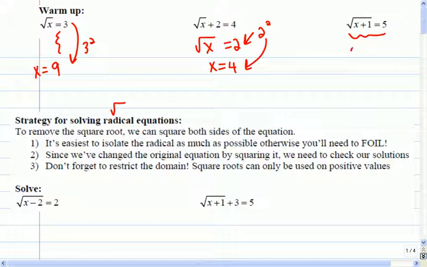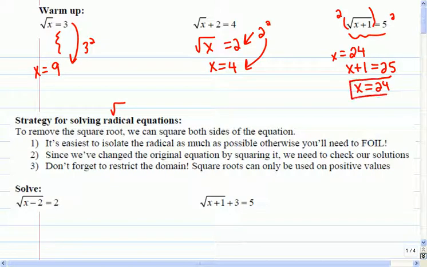Well, it's still pretty easy, but yes, 24. Because if I square both sides of this equation, then I end up with x plus 1 equals 25. So x equals 24. And that's the technique that we're going to look at today.